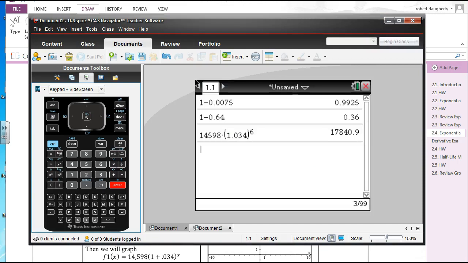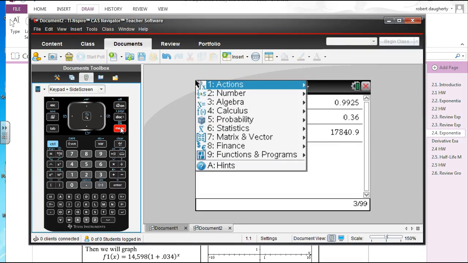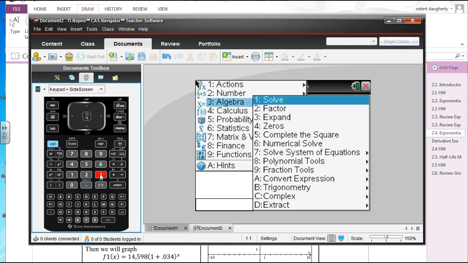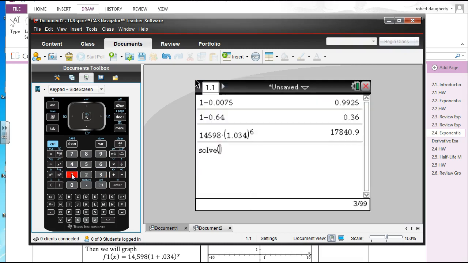You can come on your calculator, Menu, and then 3, 1. You'll get a solve command. It might be in solve on your calculator. Menu 3, 1. And I'm just going to type that equation we just saw: 30,000 equal 14,598 times 1.034 raised to the t power.